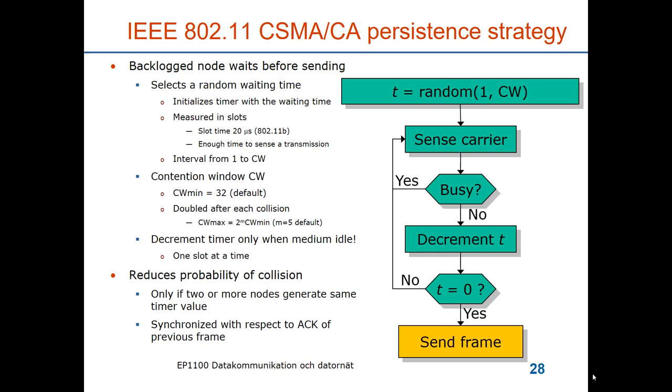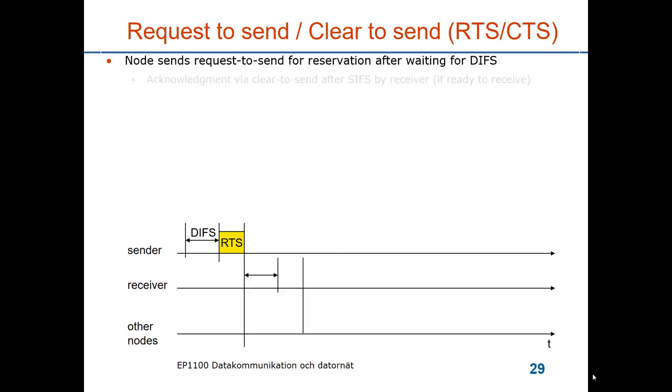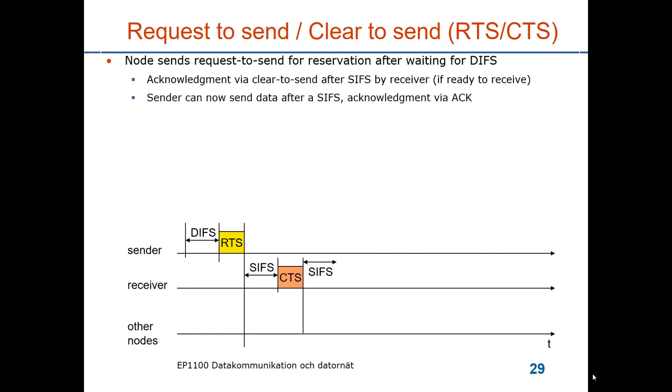So the standard has developed a mode which handles hidden nodes. It's called request to send, clear to send, or RTS-CTS for short. So the sender here starts as in the previous case, but instead after it diffs, it doesn't send a frame, it sends a request to send. So this is a request to the receiver that this sender has a frame that it would like to transmit. After short interframe space, the receiver, if it's ready to receive the frame, will send a clear to send.